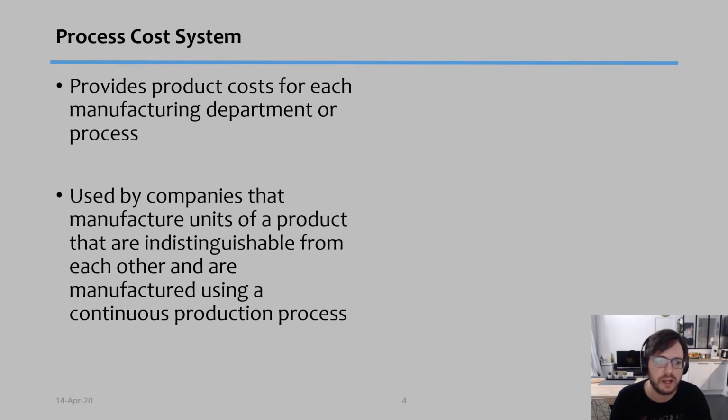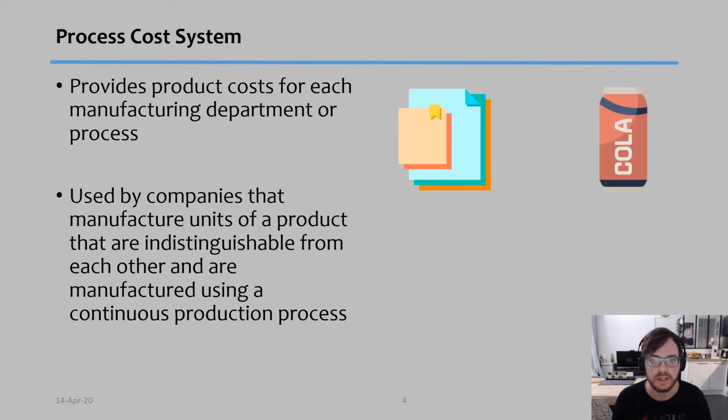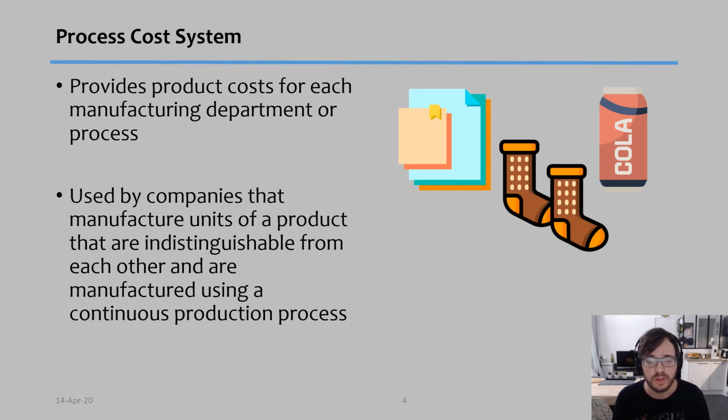So this is used by companies that manufacture units of a product that are indistinguishable from each other and are manufactured using what we call a continuous process. In other words, they're always fabricating pretty much the same product. What are we talking about? For example, paper factories, factories that produce soda or bottling plants. Or as well, for example, a clothing business, if you also always produce the exact same thing. For example, socks. Socks are pretty much always the same, and therefore we would consider this a process cost system for this type of industry.